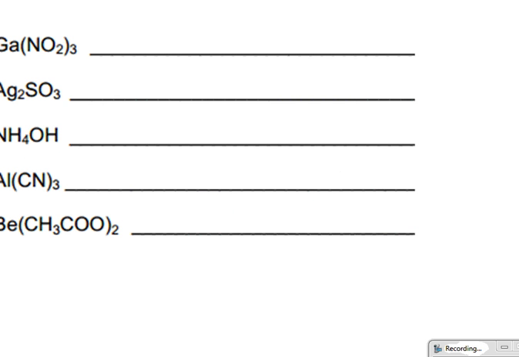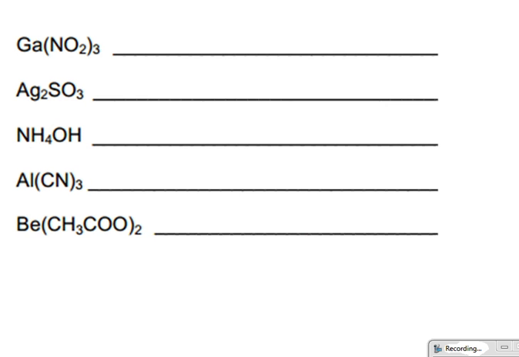So we take a look right here. Let me see if I can slide this over. The recording area is a little weird. All right, so then we're going to look right here. Let me grab another pen. So if I look right here, Ga, gallium.